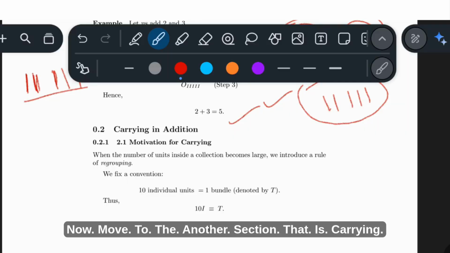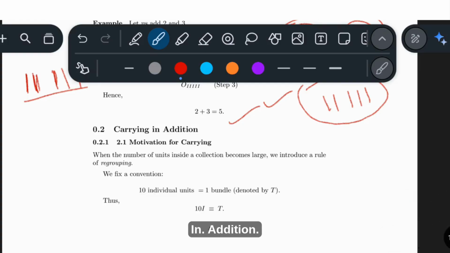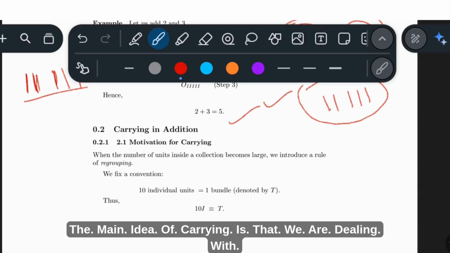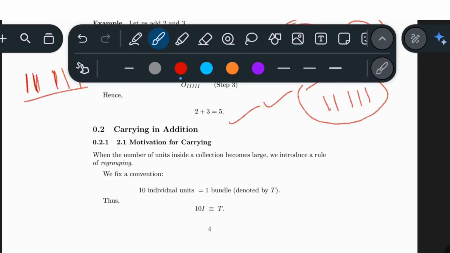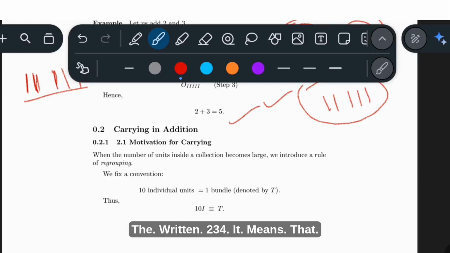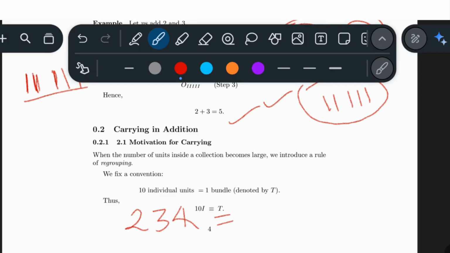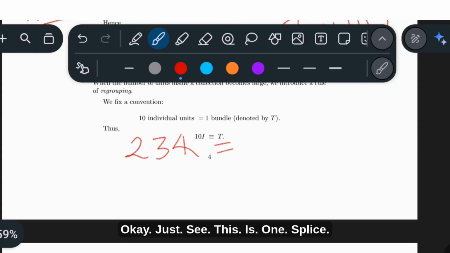So now move to another section, that is carrying in addition. The main idea of carrying is that we are dealing with the decimal base. It means that every number we are dealing with is written in the form of base 10. Let's say, what does it mean by base? You have a number, let's say we have written 234.